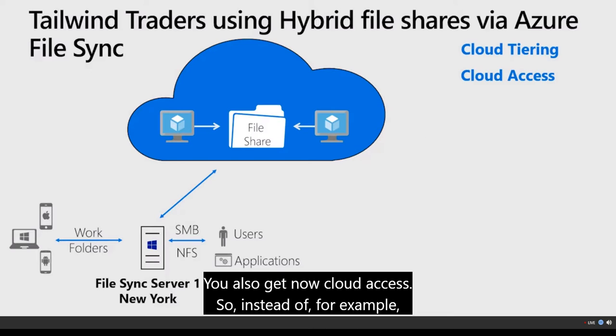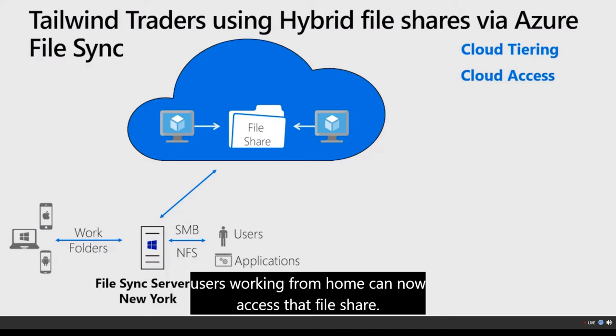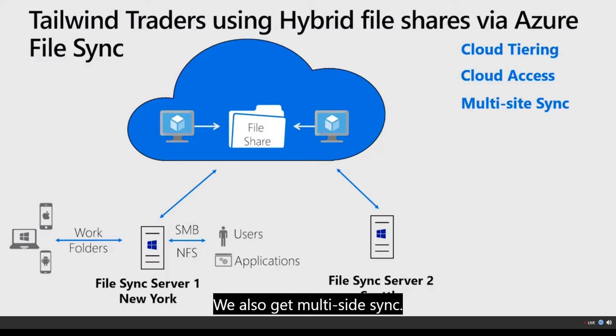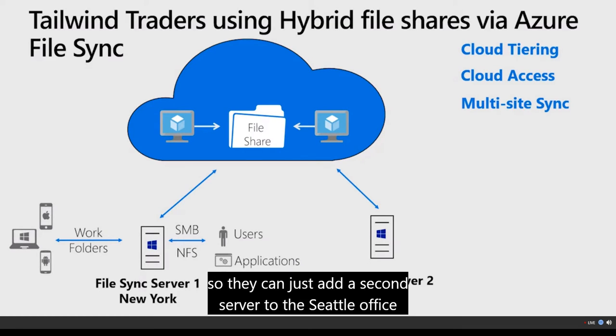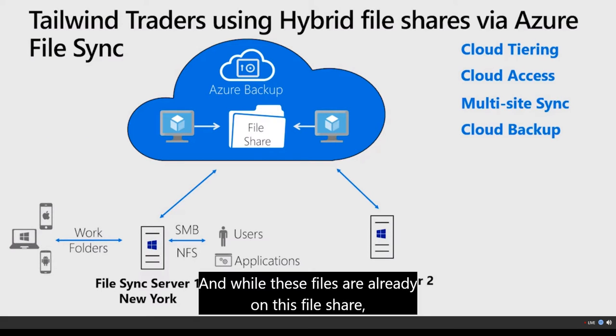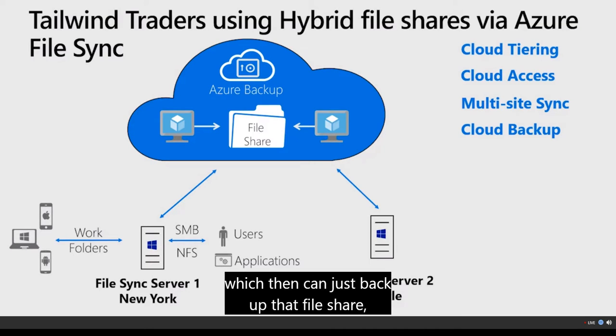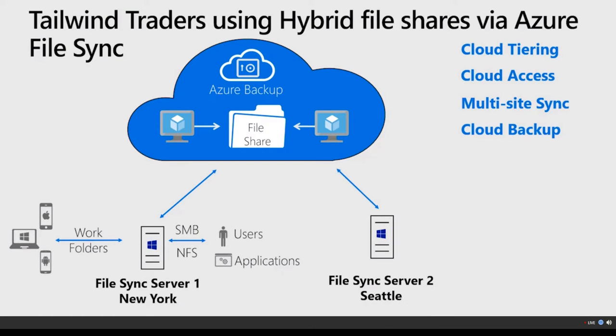You also get cloud access. So instead of, for example, needing to access that local file server, users working from home can now access that file share. We also get multi-site sync. They also want to have the exact same files available in their Seattle office. So they can just add a second server to their Seattle office and synchronize these files over the cloud using Azure File Sync. And while these files are already on this file share, they can take advantage of Azure Backup, which can then just back up that file share. And in case you need to restore something, you can easily do that in Azure.